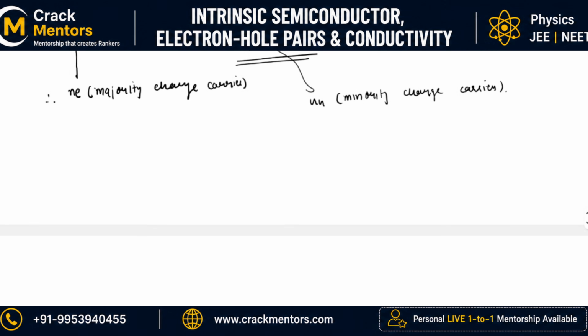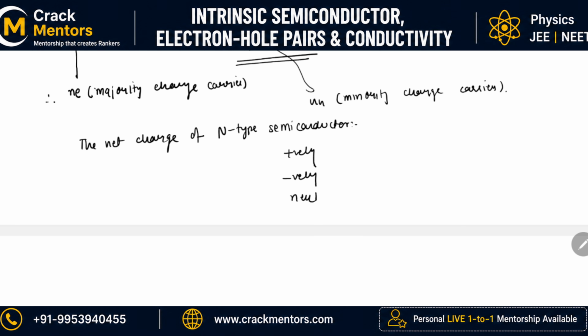Sounds perfect. So if I ask you, what is the net charge of an n-type semiconductor? If I give you a piece of n-type doped semiconductor, will it be positively charged? Will it be negatively charged? Or will it be neutral? Just think for a moment and answer this question: either it will be positively charged, or negatively charged, or it will remain neutral.